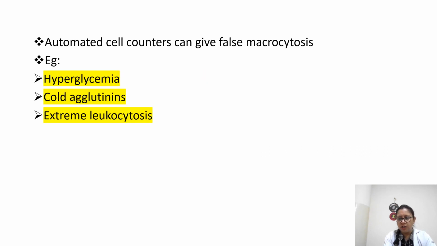So from the machine count we take values, like the CBC, complete blood count, where we get the value MCV. If it is more than 100, we see it is macrocytosis. Correct? But sometimes the machine can also give false values. Suppose in cold agglutinin, the RBCs are clumped together, so they give a false impression of increased MCV. In hyperglycemia, the cell swells up. Then in extreme leukocytosis also, the automated cell counter can give you a false impression of macrocytosis. So then we have to examine the peripheral smear properly.